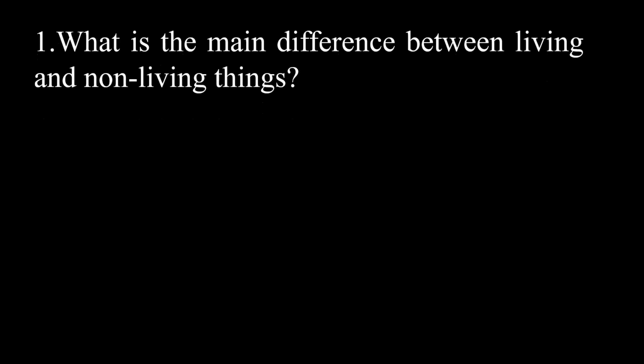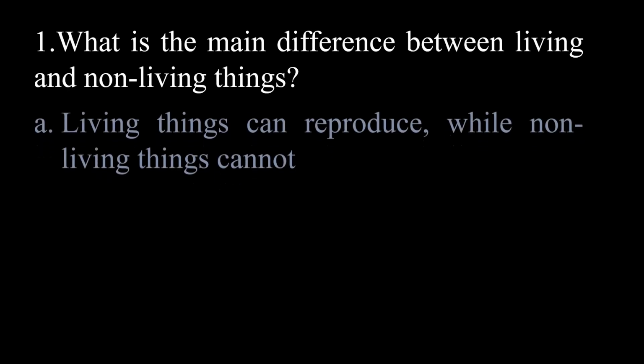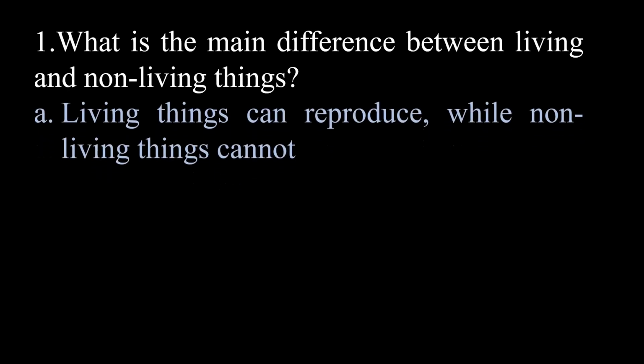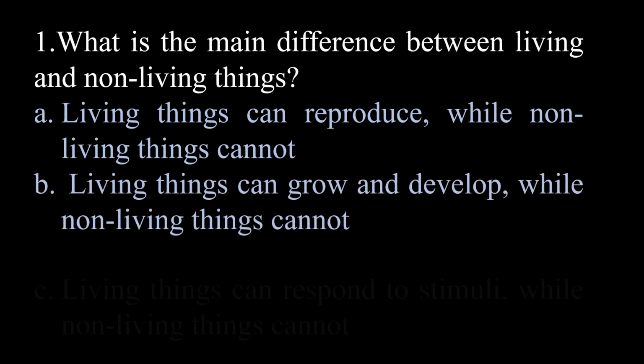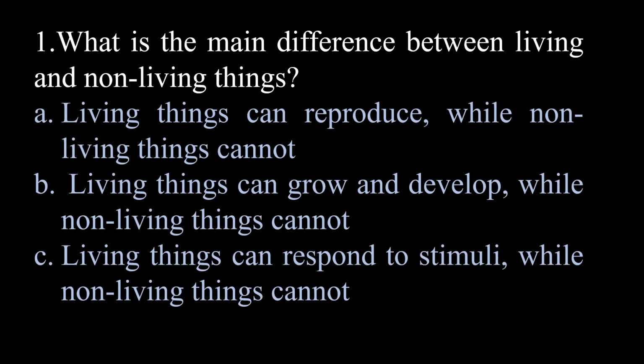What is the main difference between living and non-living things? The options are A. Living things can reproduce, while non-living things cannot. B. Living things can grow and develop, while non-living things cannot. C. Living things can respond to stimuli, while non-living things cannot. D. All of the above.